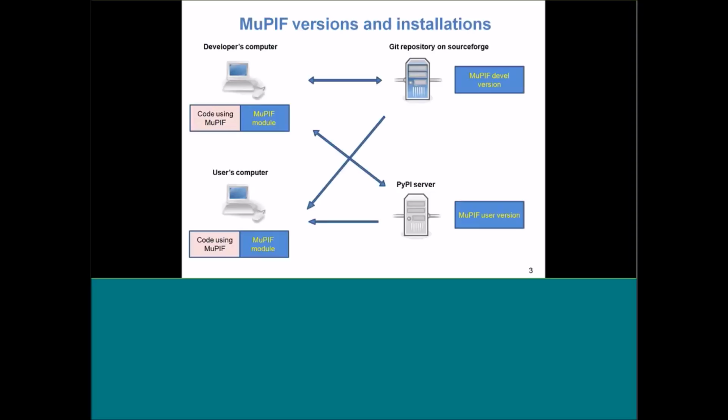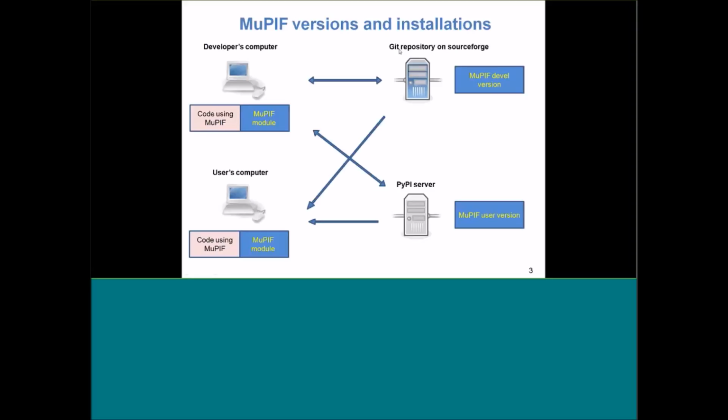So this is the typical scenario of what we are experiencing. We have developers and users working with this MuPIF module. Of course, they have their own code that they use to join together, or to send and receive data between different applications. And then we have some storage of MuPIF, the Git repository, which is the protocol used here.